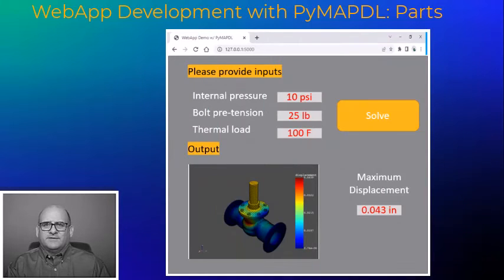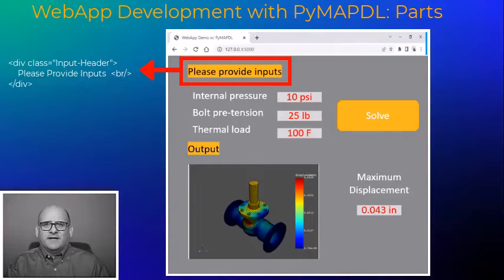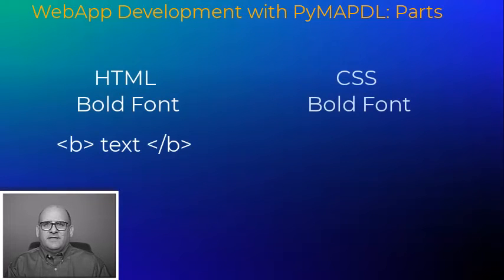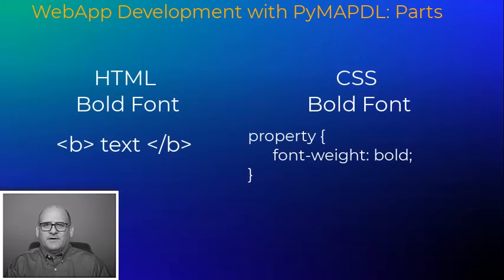Hypertext Markup Language, or HTML, essentially defines the content of a web page. For example, the input header section content is, "Please provide inputs." HTML and CSS have some overlapping functionality, but in this example, we will keep them separate. One CSS file can control the layout of multiple web pages. This can be useful when creating a website of multiple similar pages, perhaps a library of PyMAPDL examples.